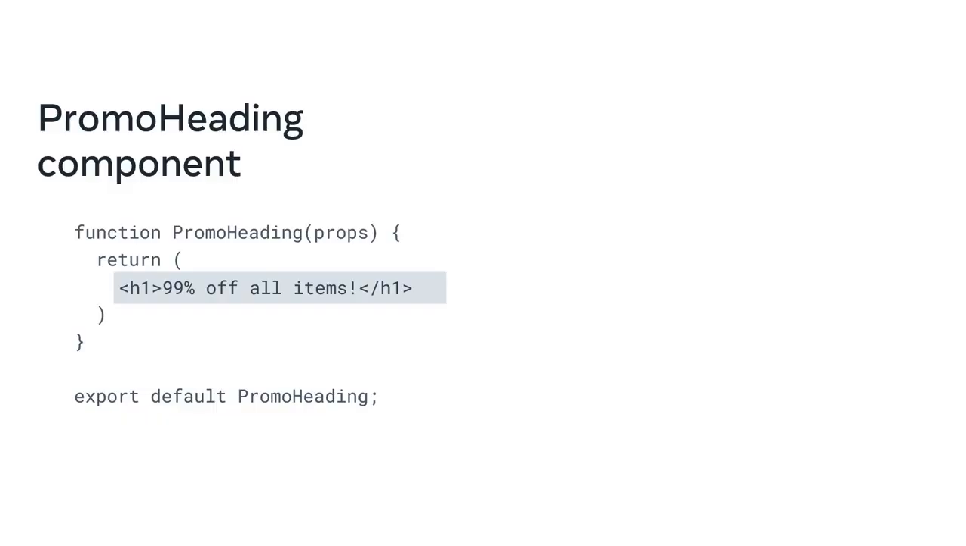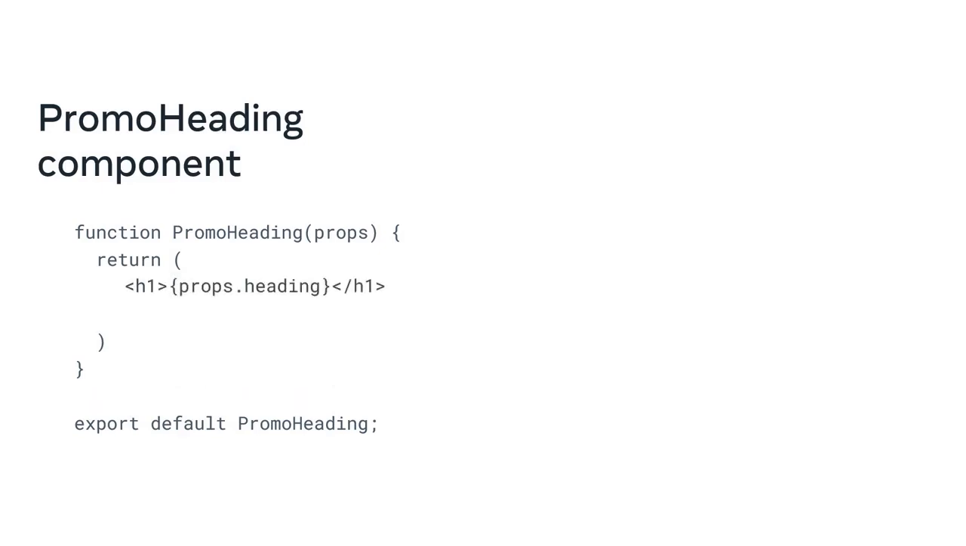Back inside the PromoHeading component, you update it to accept data from its parent component. To do this, you'll need to first delete the existing h1 in the return statement, and then add a new h1 for props.heading and an h2 for props.calltoaction. Now, this component accepts a props object, specifically its two properties, heading and calltoaction.